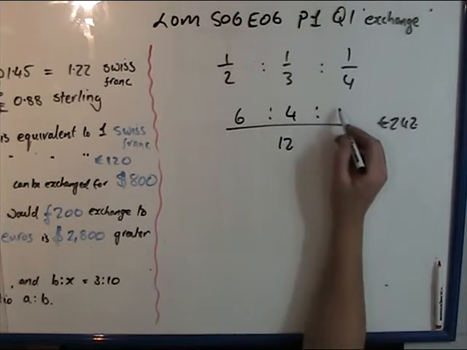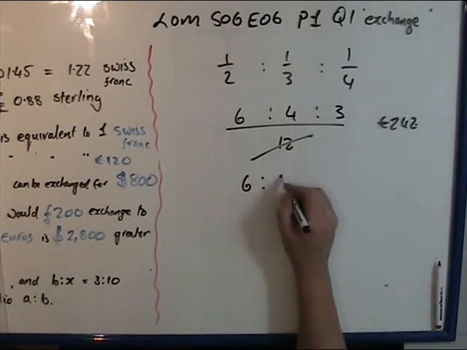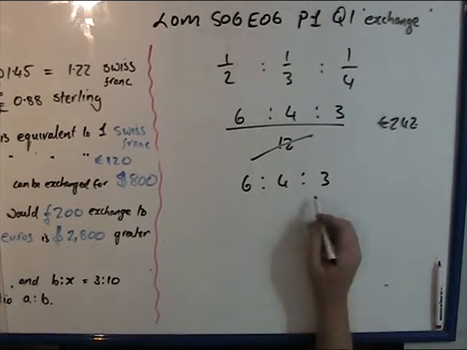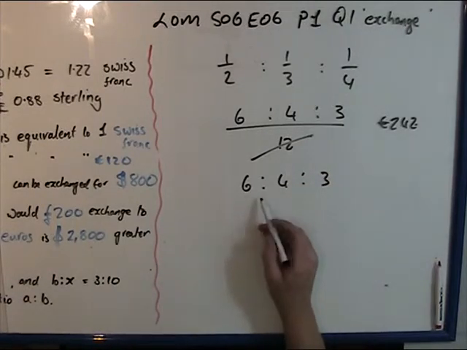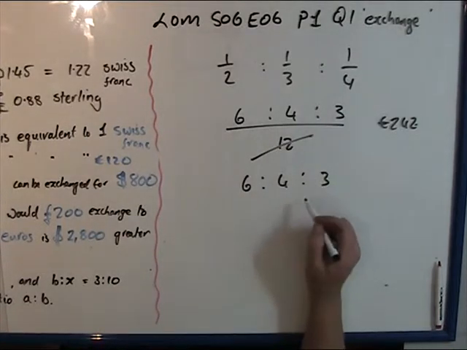4 to 12 goes 3 times, 3 ones are 3. So now in that fact, the new ratio is this. Okay, so this is the new ratio, and it adds up to 13. Not 12, but you take the numerator at the top as the ratio.